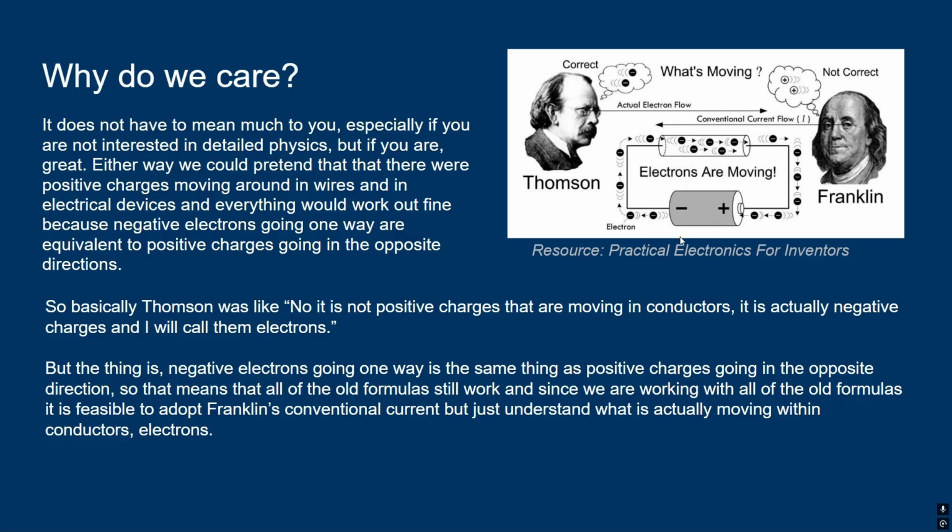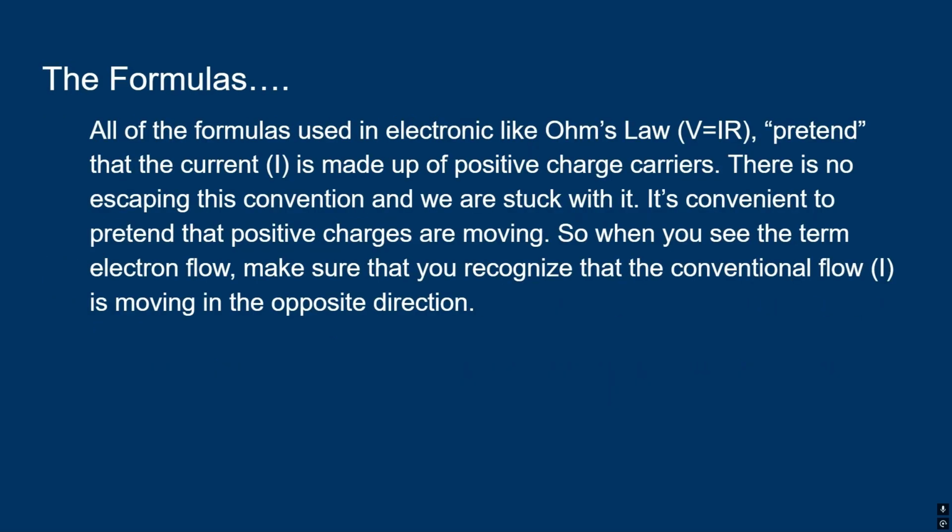Here's a little picture that I stole from Practical Electronics for Inventors, the third edition, or maybe the fourth edition. All of the formulas used in electronics, like Ohm's law, pretend that the current I is made up of positive charge carriers. There's no escaping this convention, and we are stuck with it. It's convenient to pretend that positive charges are moving, so when you see the term electron flow, make sure that you just recognize that the conventional flow I is moving in the opposite direction.